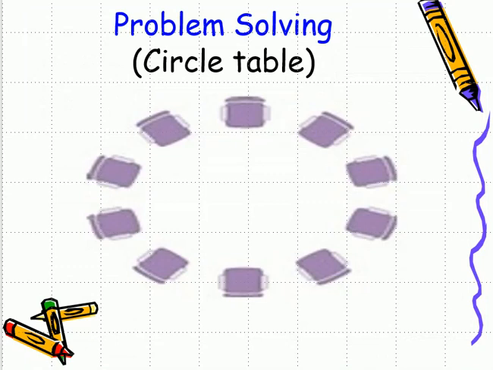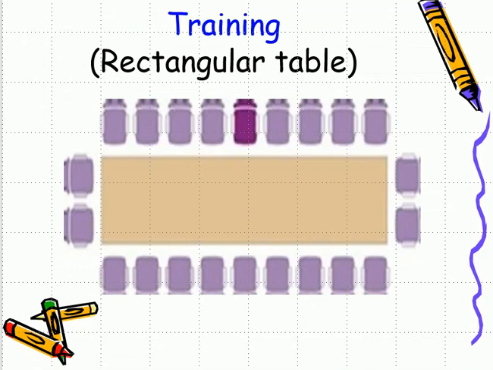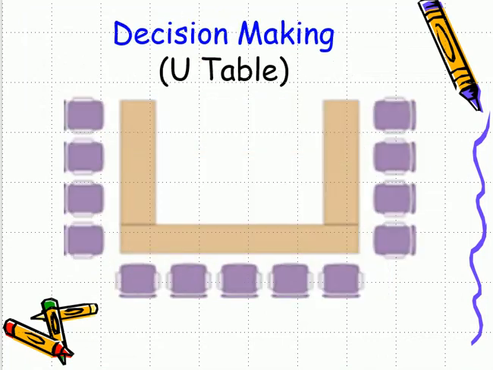There are different ways to conduct a meeting: problem solving in a circle table, training in a rectangular table, and decision making in a U table.